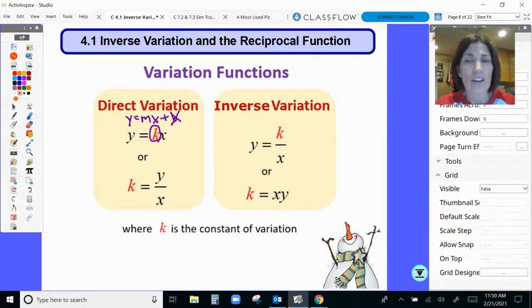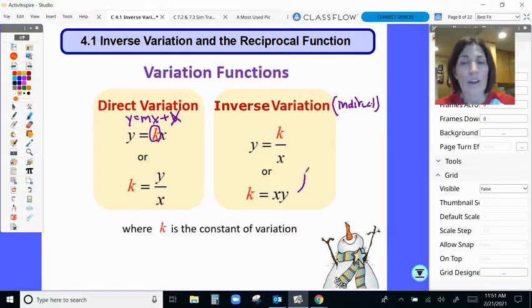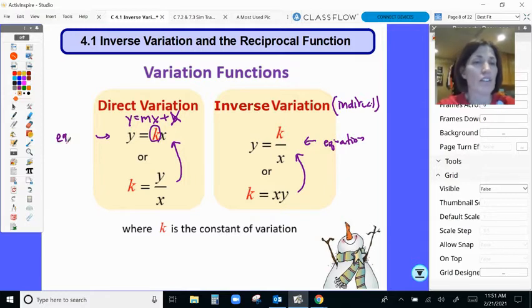Over here in inverse variation, sometimes this is called indirect variation. You might see it written that way as well, as indirect. What we call inverse is when x times y equals k. And if you want to write an equation where y equals, it's k divided by x. If I divide both sides by x, I get y equals k divided by x. Okay, so this is my equation if I want to write it as an equation. And down here is how they relate to each other.